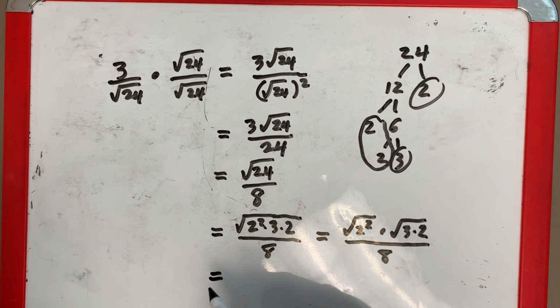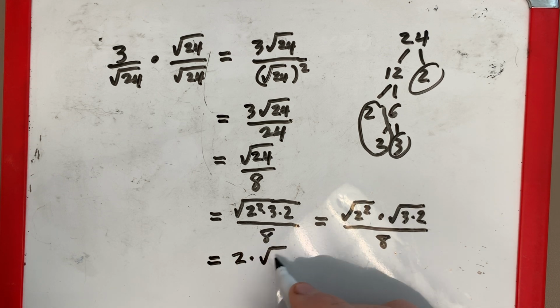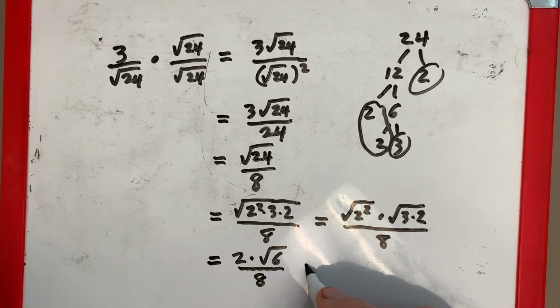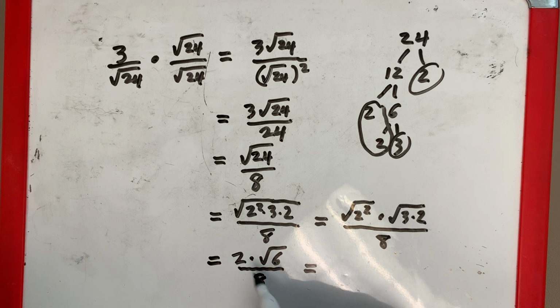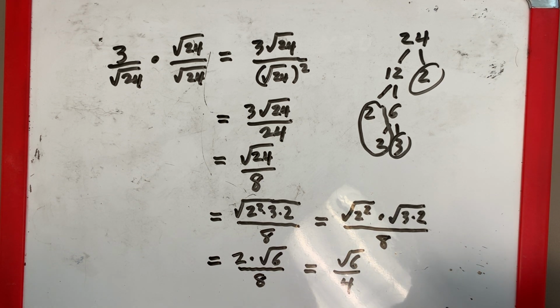So continuing along this way, I have 2 times root 6. All I did was multiply these two to get the 6 here. And this is all over 8. All right, this simplifies a little bit further because I have 2 over 8, and that's just a fourth. So I have square root of 6 over 4, because 2 over 8 is equal to 1 over 4. So at this point, I have root 6 over 4, and this cannot be simplified any further.